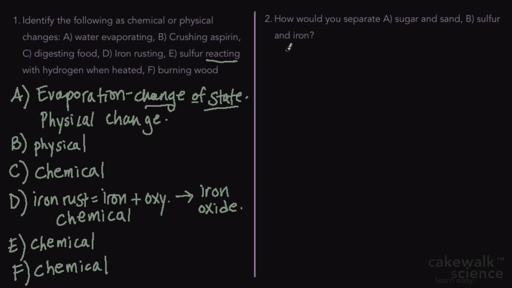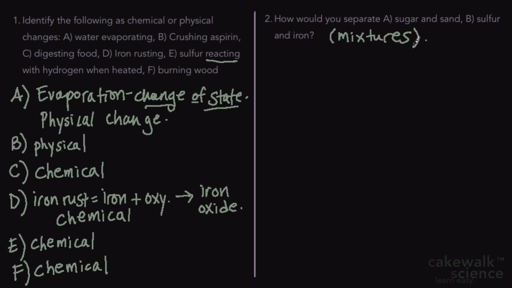Number 2. How would you separate A, sugar and sand, and B, sulfur and iron? So these are mixtures. Let's just put that down. And we can separate them based on the properties they retain in the mixture.